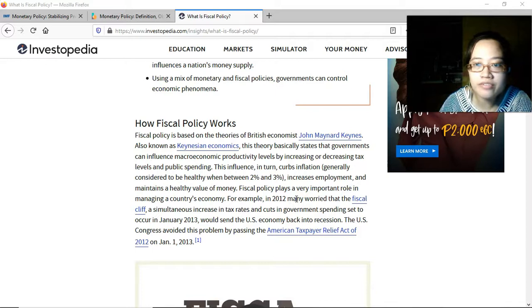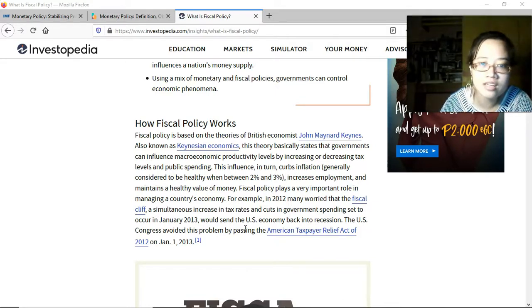Fiscal policy plays a very important role in managing a country's economy. For example, in 2012, many worried that the fiscal cliff, a simultaneous increase in tax rates and cuts in government spending, set to occur in January 2013, would send the U.S. economy back into recession. Okay.